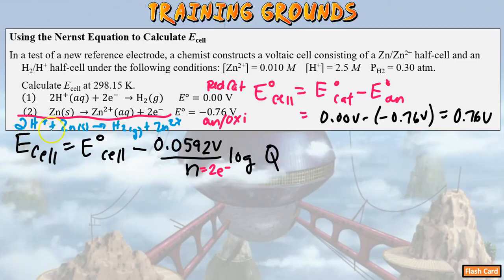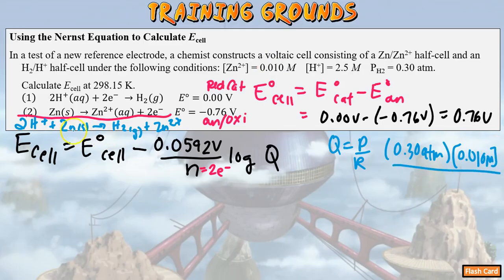All right, so we have 2H plus Zn solid gives us H2 gas plus Zn2 plus. Now we know gaseous and aqueous forms we can use, but solid is not going to be part of our Q value. So our Q is going to equal our products divided by our reactants. Our products are our H2 gas, which has a partial pressure of 0.30 atmospheres, multiplied by our zinc 2 plus, which has a concentration of 0.010 molar. This is all going to be divided by our reactants, which, since we do not use a solid, is only H plus here. And that H plus is going to be 2.5 molar.